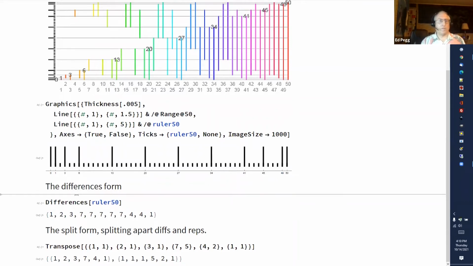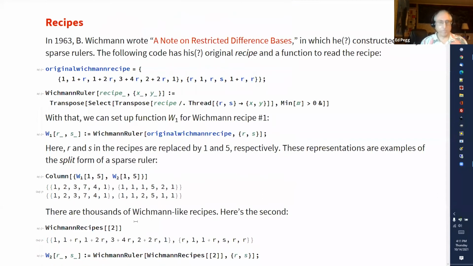The differences of this particular ruler are 1, 2, 3, 7, 7, 7. Another way of expressing that is 1, 1, 1, 2, 1, 3, 5 7s, 2 4s, and 1 1. So these are the differences and the repetitions. I call this the split form, and I call this up here the difference form.